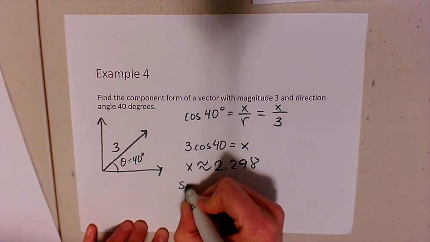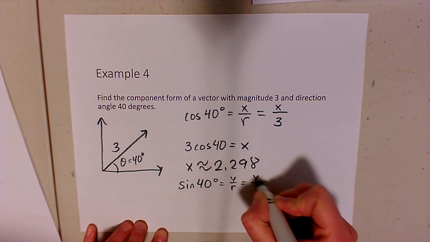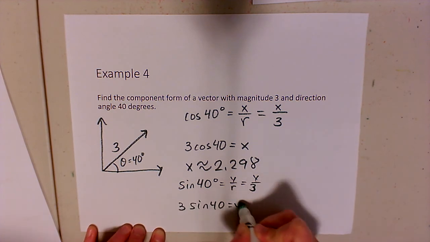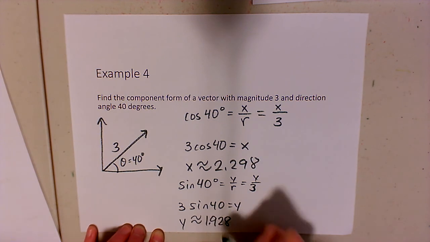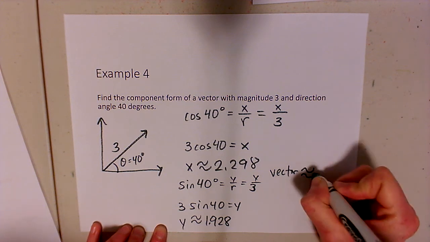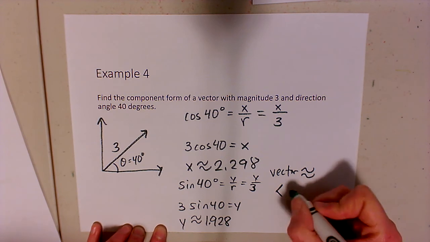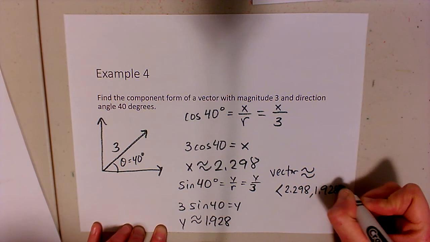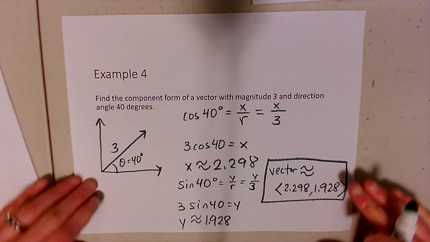And then to find y, sine of 40 degrees is going to be y over r, which is y over 3. So we could say that 3 sine 40 is y, and so y is approximately 1.928. And so our vector, with the components we just found, is going to be <2.298, 1.928>. So your x component and your y component, and that's it.